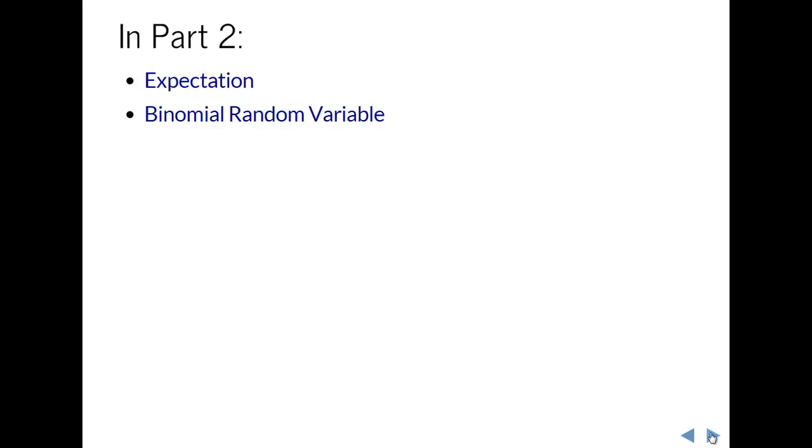In part 1, we introduced the basic concepts of probability and random variables. We focused on discrete random variables in particular. In part 2, we will be discussing expectation, standard deviation, and a special type of discrete random variable called a binomial random variable.